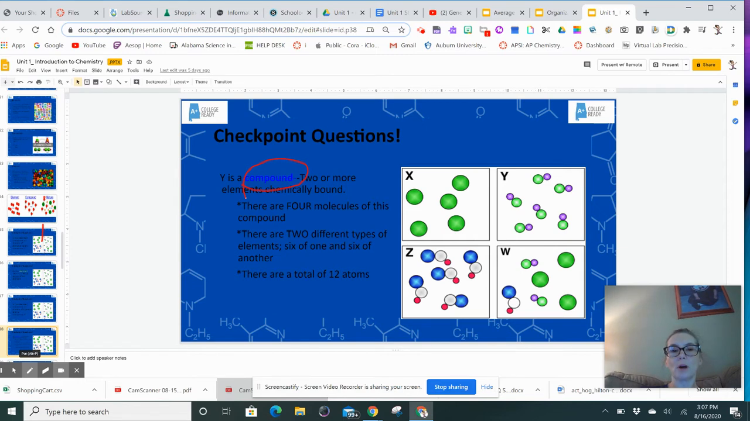There are 4 molecules of this compound, and there are 2 different types of elements, 6 of one and 6 of the other. I don't know why they're saying there's 4 molecules. That's a molecule, that's a molecule, 2, 3, 4, 5, 6. So there's 6 green elements and 6 purple elements. So there are a total of 12 atoms, and that would mean a total of 6 molecules.